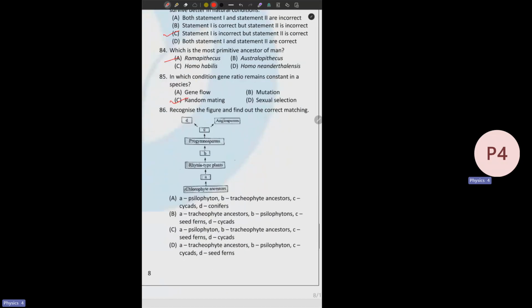Here, recognize the figure and find out the correct matching. So after chlorophyte, it is tracheophyte. Then after Rhynia, it is Psilophyton. After progymnosperm, it is seed ferns. Okay, so B is the correct answer.